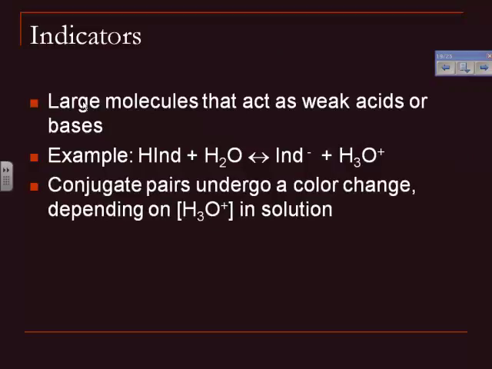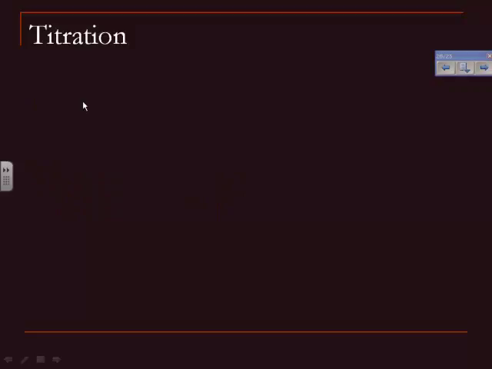So we undergo a color change depending on the H3O+ concentration. If there's more H3O+, the reaction will go in reverse, producing more of the H-indicator with the hydrogen. If there's less H3O+, it'll go forward, producing more of the indicator without the hydrogen, and those are two different colors. There's a chart in your textbook of all the different indicators and the different colors and when those color changes occur based on the pH.